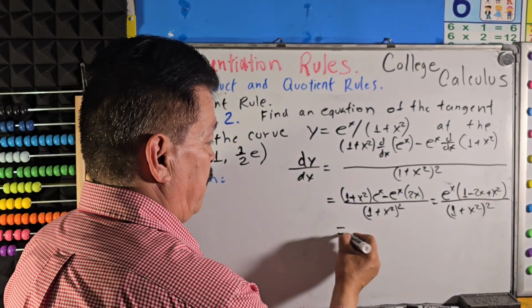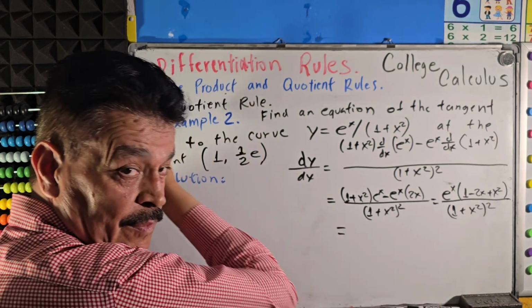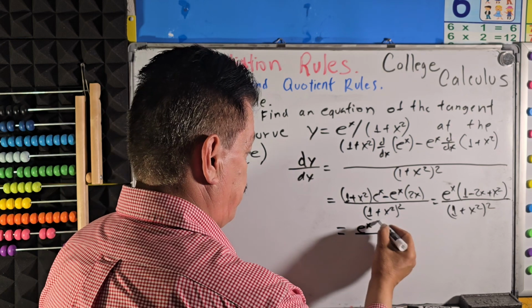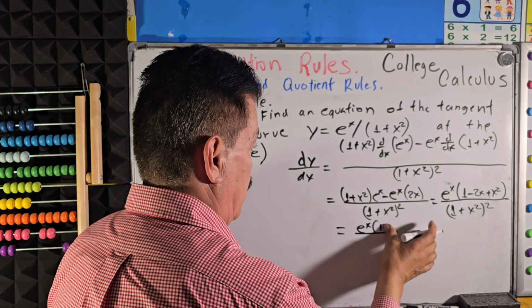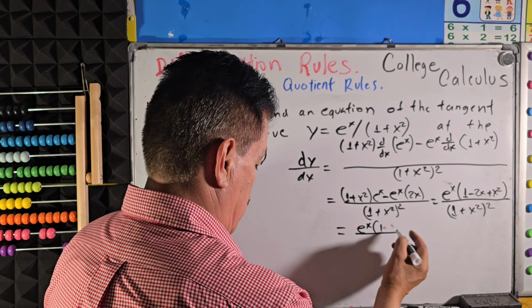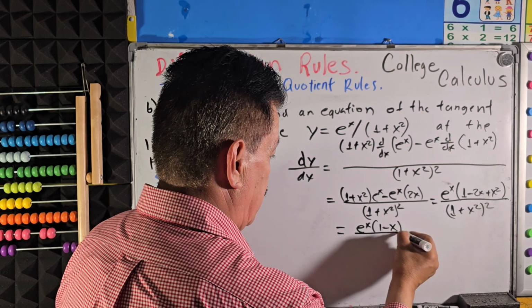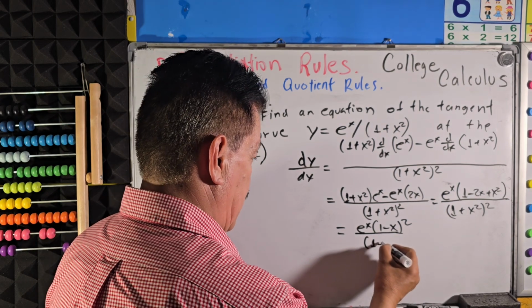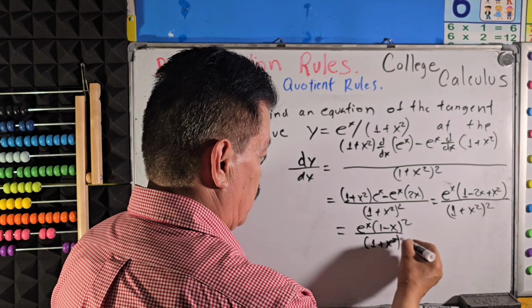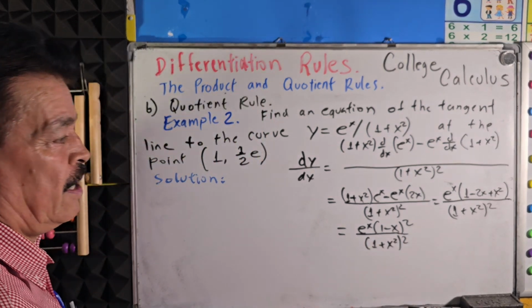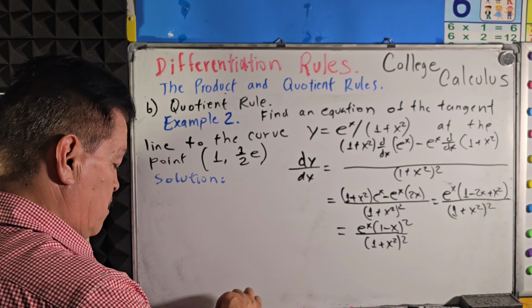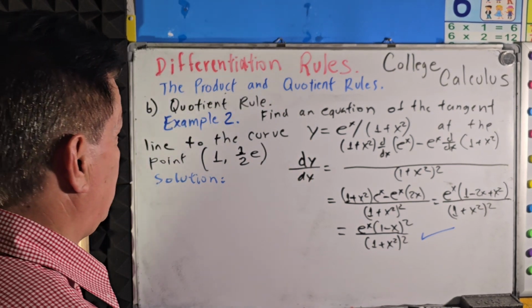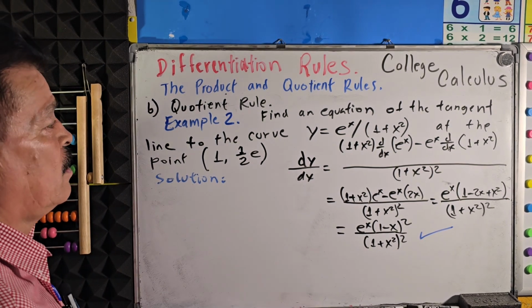That's it. So if we simplify here, it will equal e to the x power times 1 minus x to the second power, divided by 1 plus x to the second power, to the second power. So this is the solution. But now find the equation of the tangent line to the curve.